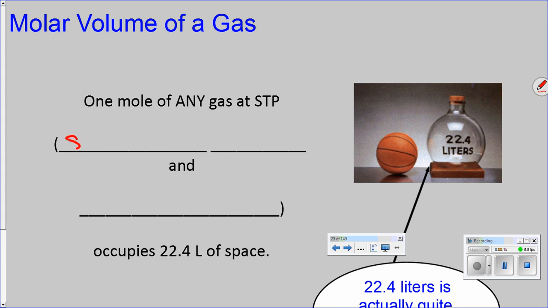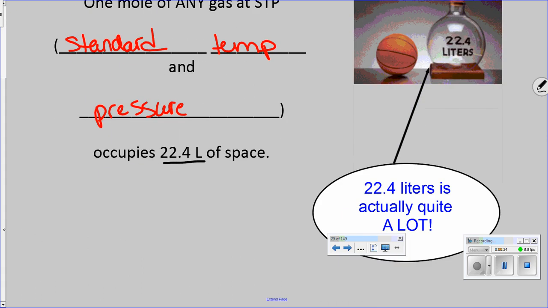1 mole of any gas at what we call standard temperature and pressure, which is a set of conditions that are actually listed on Table A of your reference table. 1 mole of any gas under these conditions will occupy actually the same volume of space, 22.4 liters.